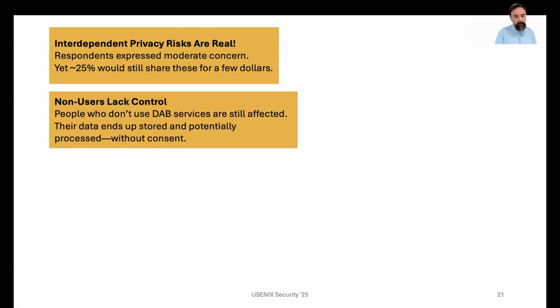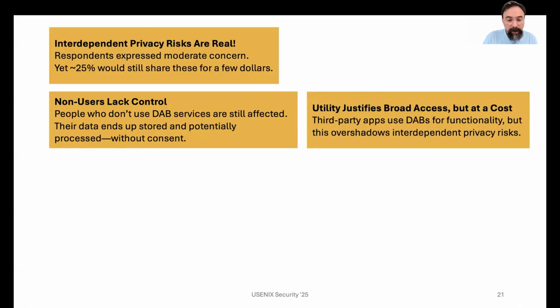Second, there's an overlooked group, those who do not use dApp services at all, yet are still affected, and these non-users have no control over how their data is stored or processed. And third, we found that most users share their dApp data with third-party apps. And this access is often justified for functional reasons because, for example, they enable friend recommendations in social networking apps. But such utility-driven justifications can make people overlook the collective privacy harms, which don't arise from any single user, but from the aggregated behavior of many users.